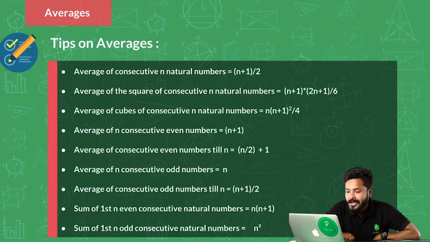Here I have mentioned all such averages which can be used in your exam. For example, the average of consecutive even numbers till n: the sum is n into n plus 1, and we have divided it by n to get the average, so that is n plus 1. For the first n odd consecutive natural numbers, the sum is n cube. We have divided it by n, so the average becomes n square. Alright.